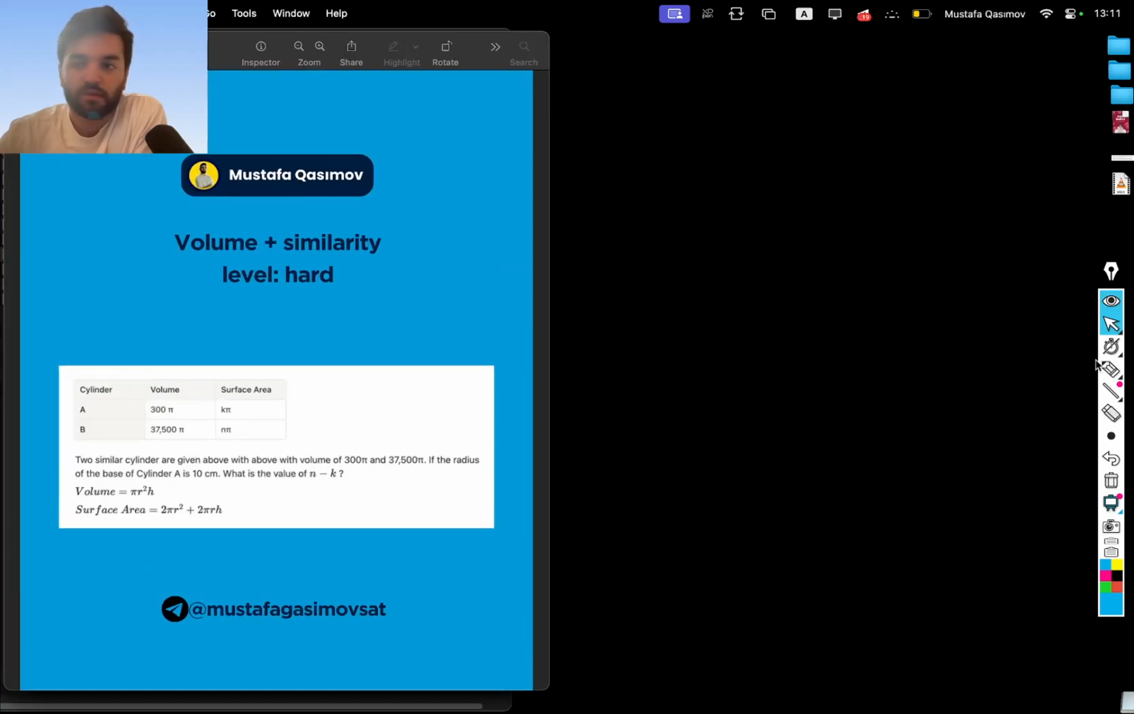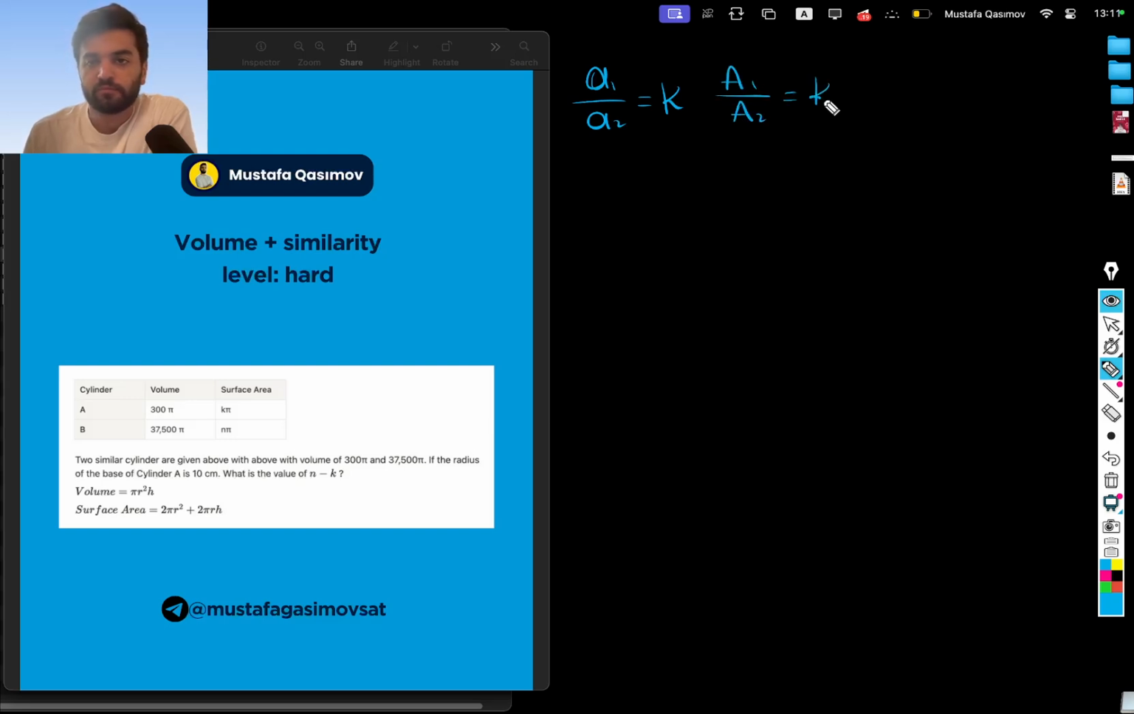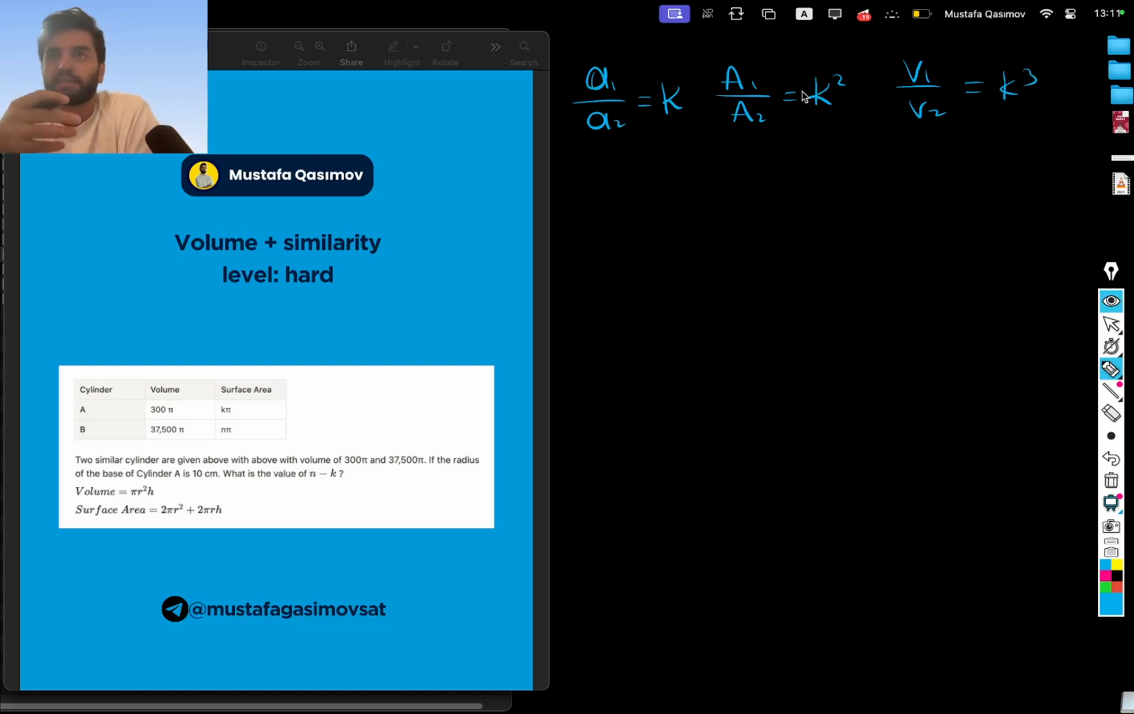10. It's also related to similarity. Here I will write one additional formula. A1 over A2 is equal to K. Bigger A1 over A2 is K squared, and V1 over V2 is K cube. Here A1 and A2 represent lengths.